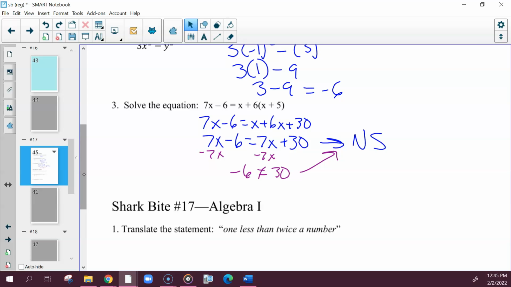So here if I subtract 7x on both sides, I get negative 6 equals 30, but they don't equal, so that would be no solution. Questions on that one?